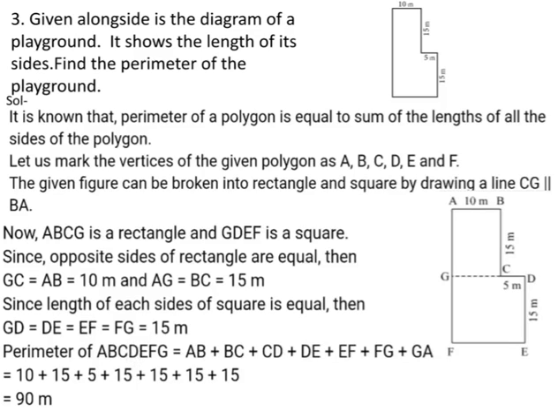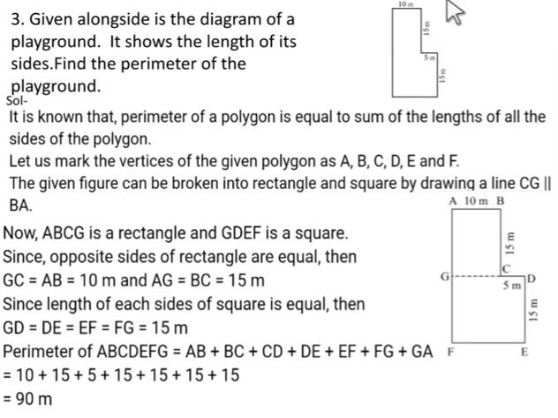Now, third example. Given alongside is a diagram of a playground. It shows the length of its sides. Find the perimeter of the playground. So children, if you look at this diagram, here you will see this length is 10 meters. Here this length is 15 meters. This is 5 meters. This is 15 meters. You have to find the perimeter of this playground.